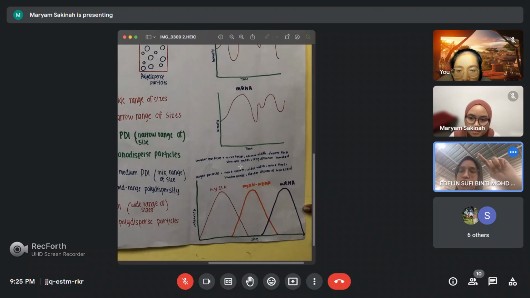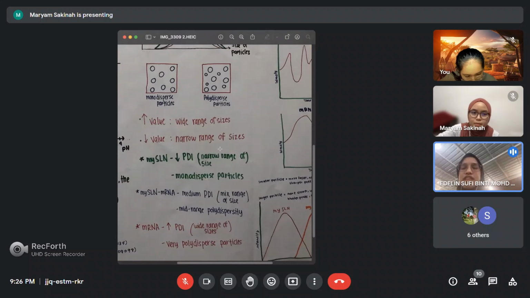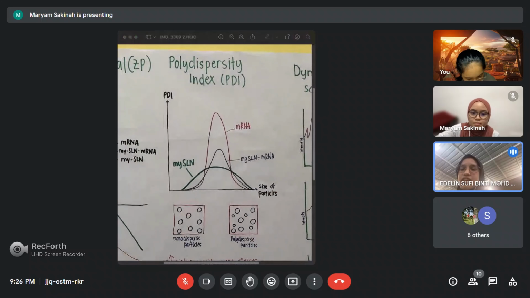Then the bottom of the graph shows the size of each of the three types of nanoparticle. The MySLN is in a smaller size than the MySLN with mRNA, whose size is bigger than the MySLN, and also the mRNA, which shows the biggest size. Okay, so that is for the DLS. Next, about the polydispersity index, I pass to Mariam.